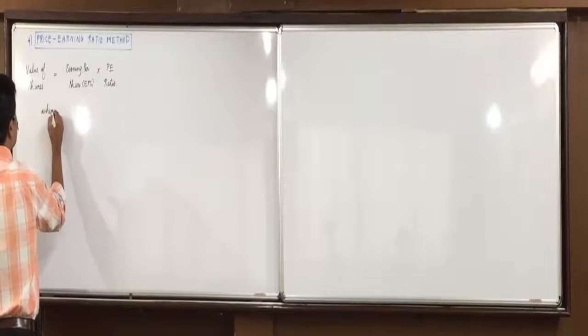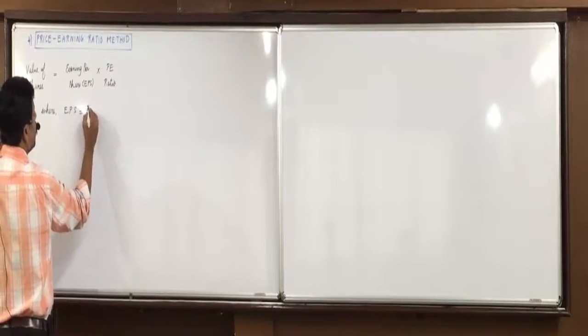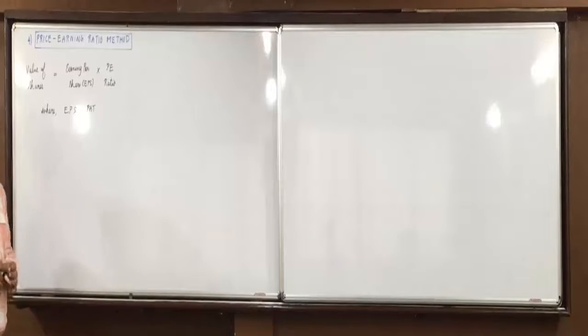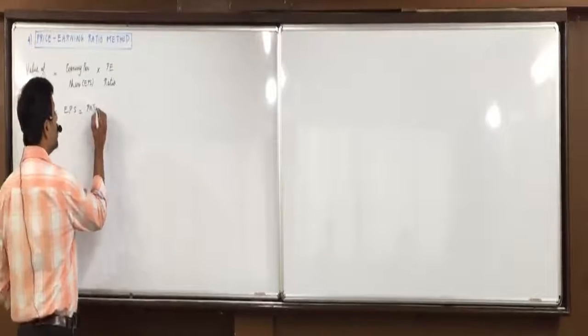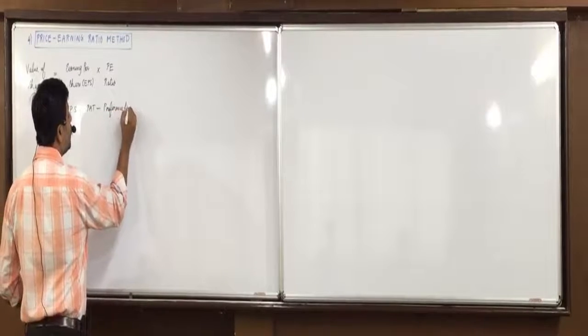How do you find the earning per share, EPS? Now, earning per share means which earnings? Earnings which are available for equity shareholders, because we are finding earning per which share? Equity share. So which are the earnings available for equity shareholders? Profit after tax minus preference dividend.